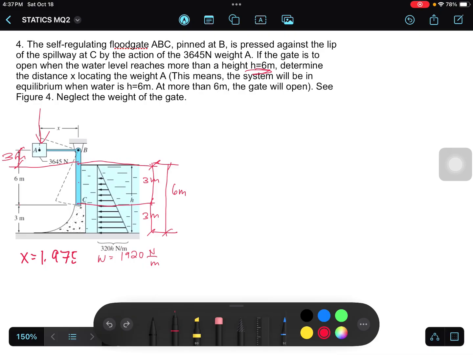Okay, so huwag kayong papalito. Ibig sabihin lang, hindi nakascale yung drawing. But this is 3 meters din. 3 meters to, 3 meters to, 3 meters to. Okay? So, let's now solve.